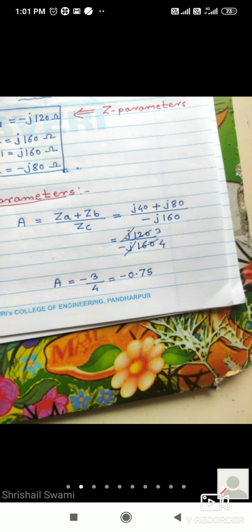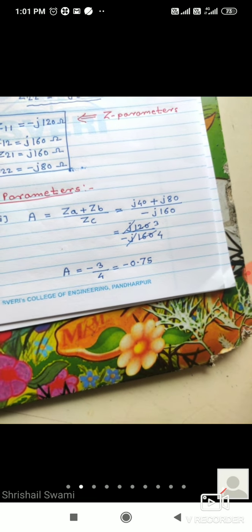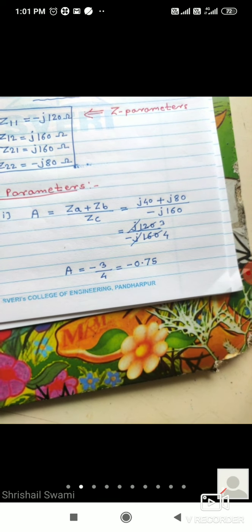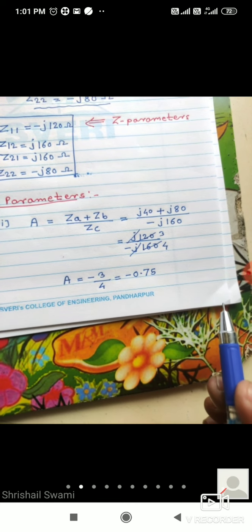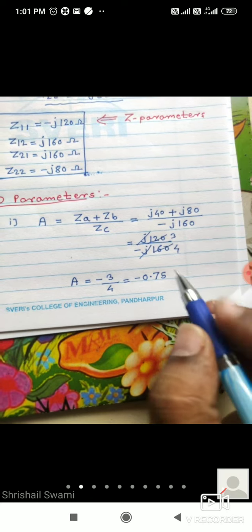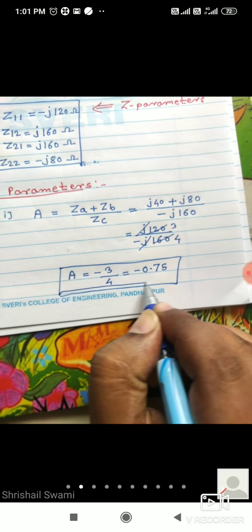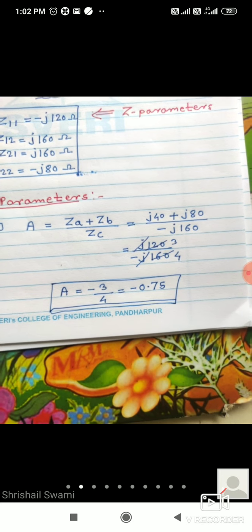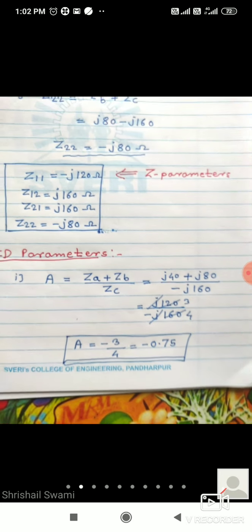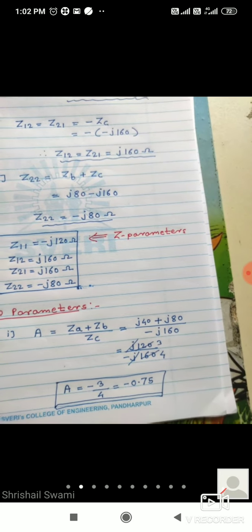So what is the unit of A? Tell me, what is the unit of the A parameter? A is voltage gain, so no unit, it is unitless. So A is equal to minus 0.75. The next, what is the formula for B?